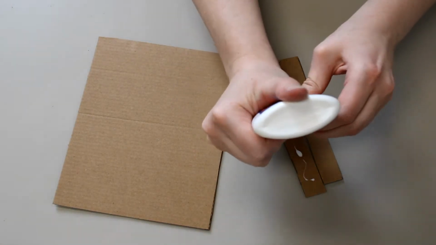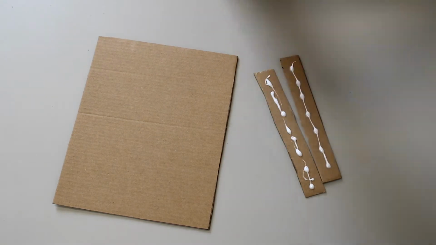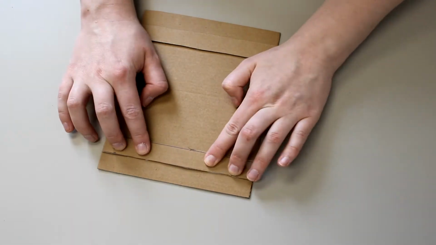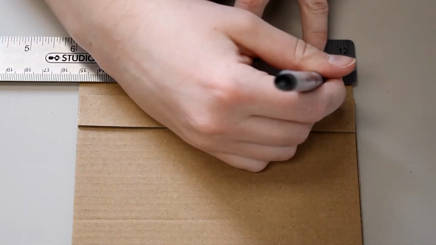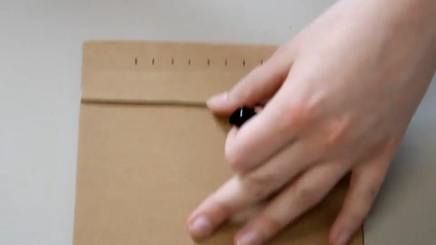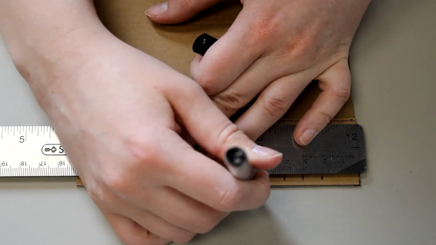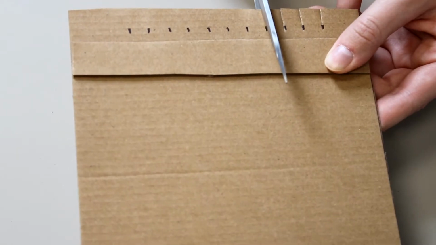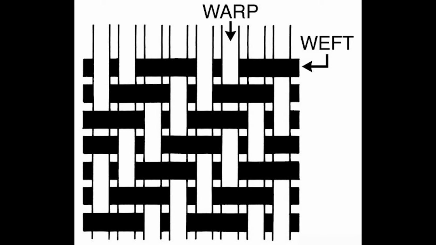Now we're going to assemble the loom. Glue those 2 strips down to the larger cardboard rectangle we cut out earlier, and you're going to place them about 4 centimeters from the top and bottom edge. Next, we're going to mark out 11 lines 1 centimeter apart on the top and bottom edge of the loom. Make sure you start 2 centimeters from the vertical edge. Cut a notch on each of those marks. And there's your loom.